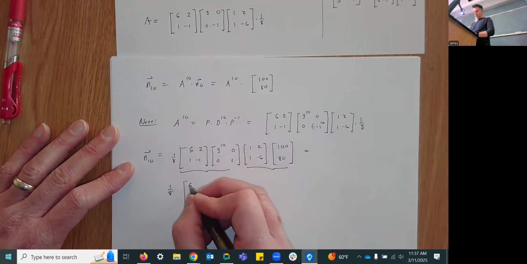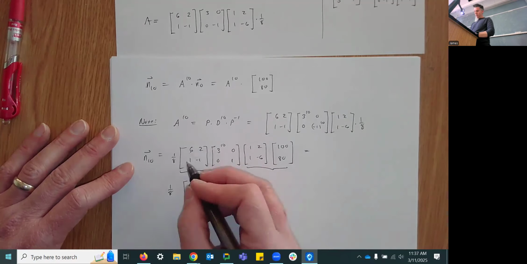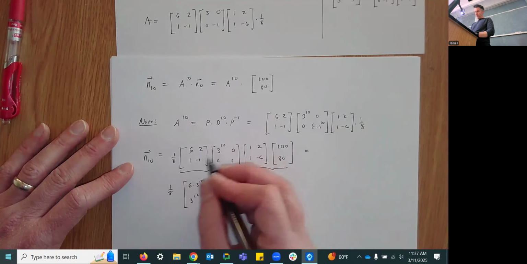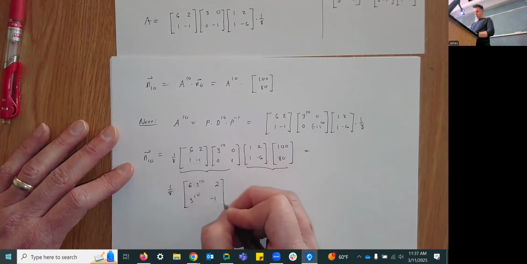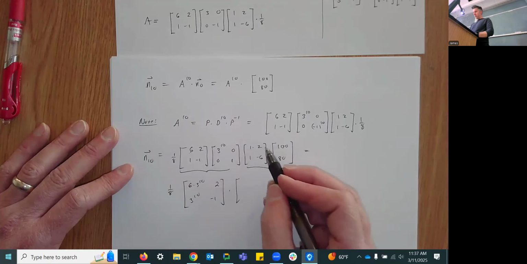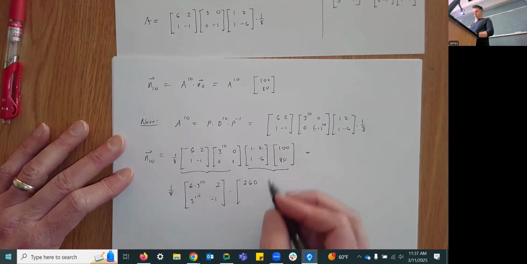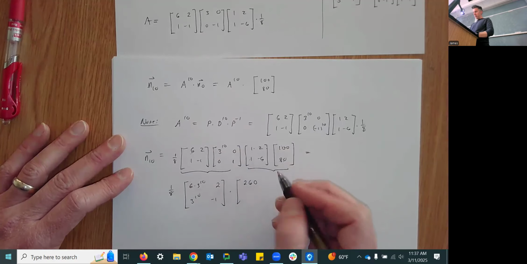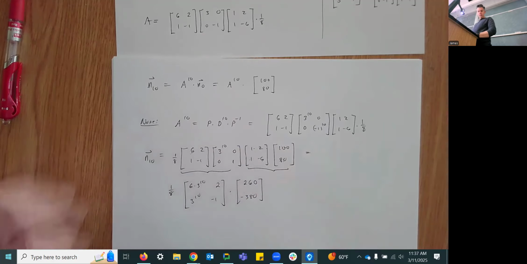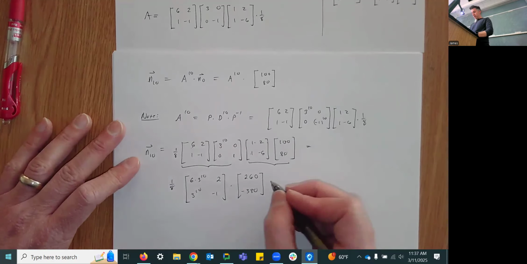this first matrix: I'm going to have 6 times 3 to the 10th, which just is what it is, plus 2 times 0. I'm going to have 6 times 0 plus 2 times 1. I have 1 times 3 to the 10th plus -1 times 0. And I have 1 times 0 plus -1 times 1. And then over here I have 1 times 100 plus 2 times 80, which is 100 plus 160. And I have 1 times 100 minus 6 times 80, which is 100 minus 480. And then we continue the multiplication.